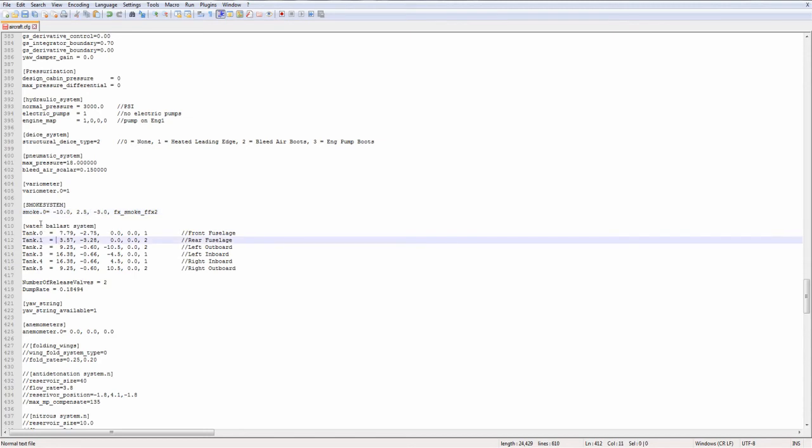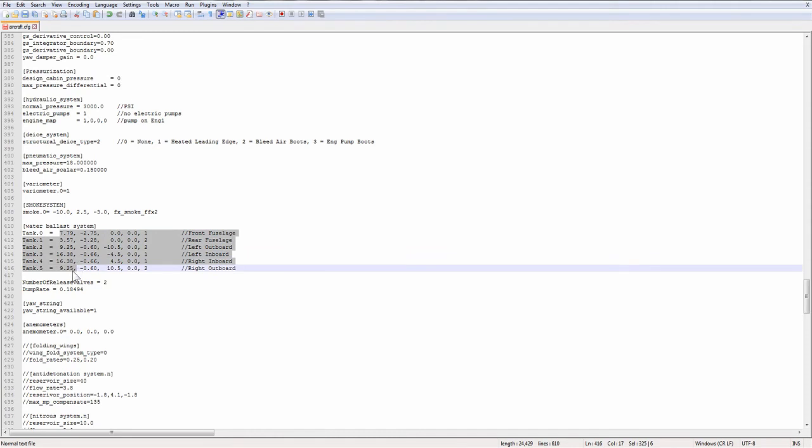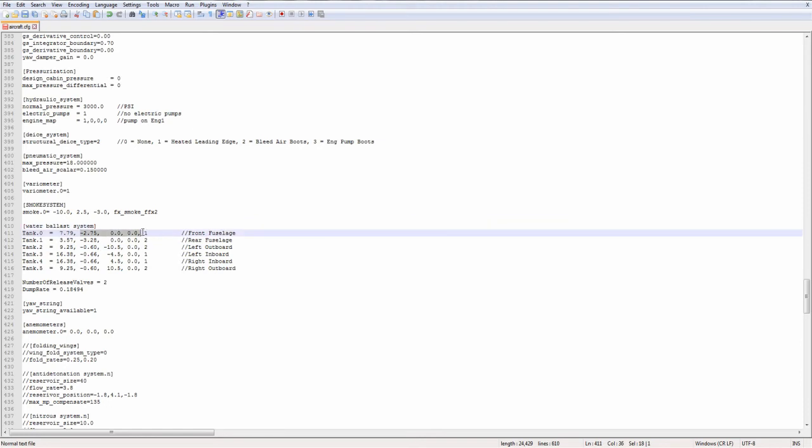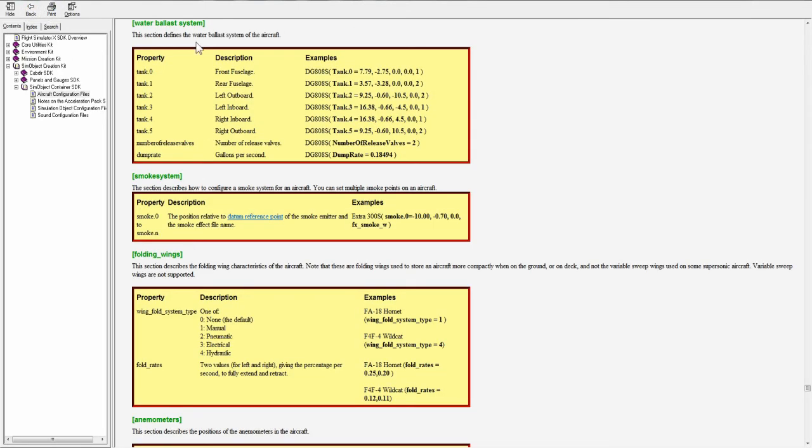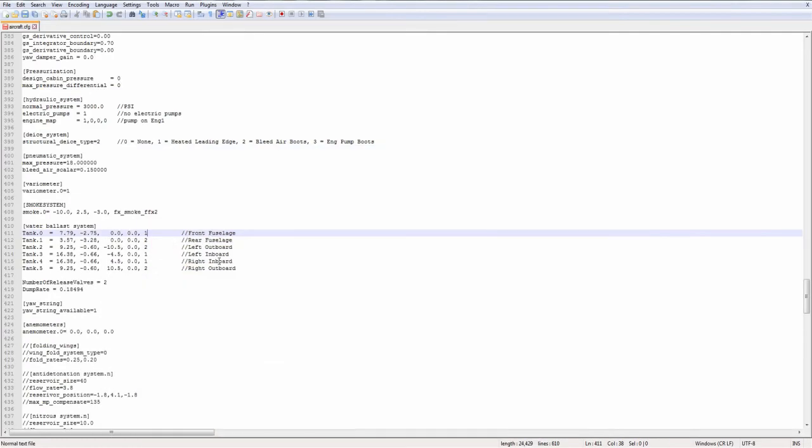Now, the water ballast system, I'm a bit confused on. The first number, I'm pretty sure, is the storage capacity of the tank. The 3 numbers here are position data, and this number I don't know. I'm not 100% sure what this is, and unfortunately, the SDK doesn't really tell us much on the water ballast system. You might be thinking what the water ballast system is. It's used mostly on gliders to balance the aircraft out.